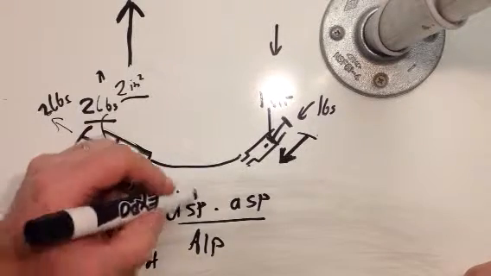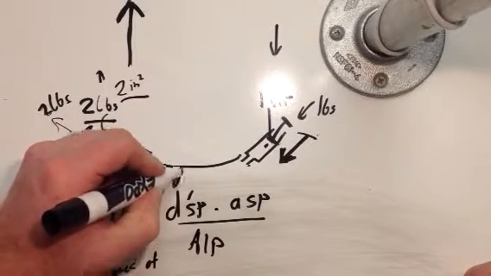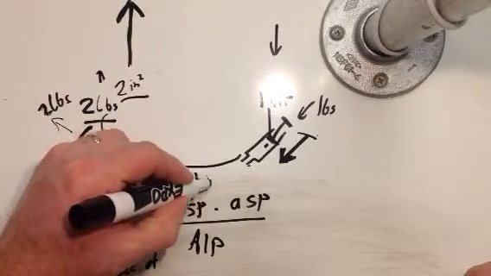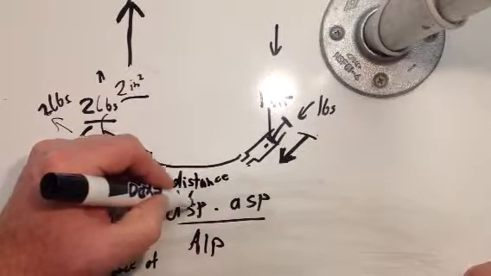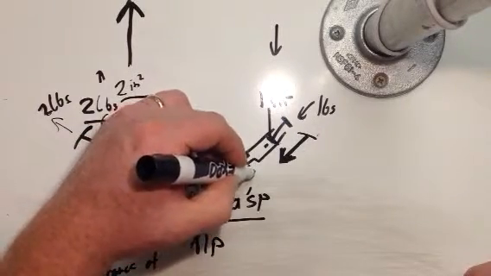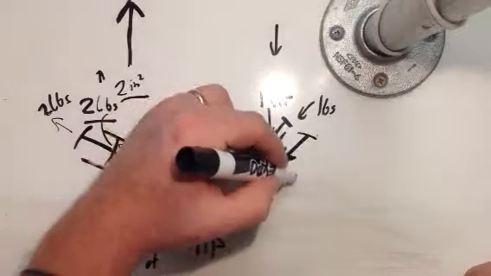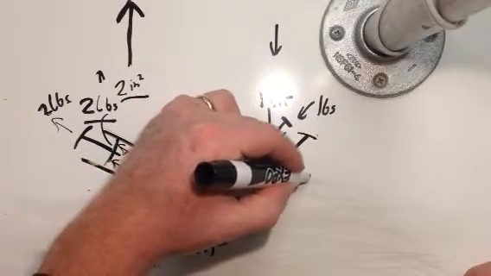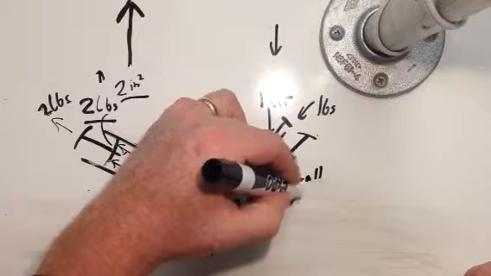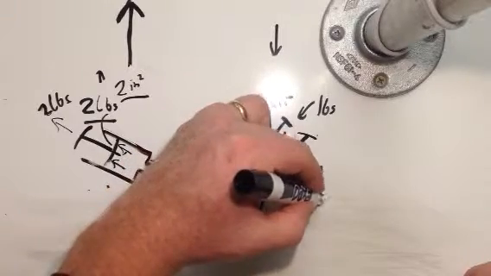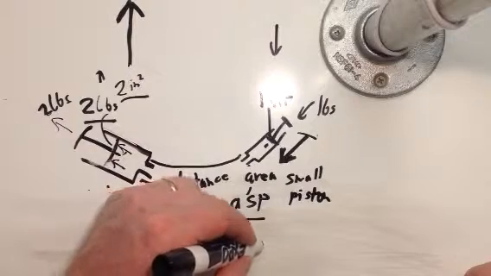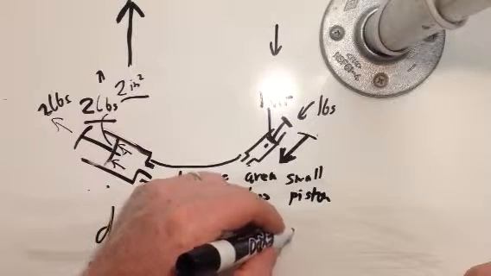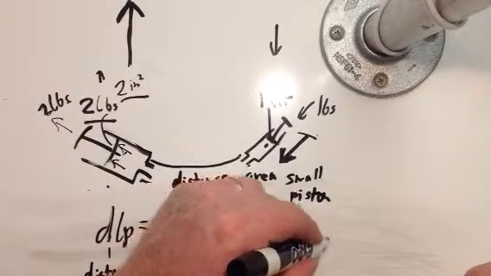Oh, sorry, I kind of went off my screen. This one's the distance of the small piston. This one's the area of the small piston. And this one down here is the area of the large piston.